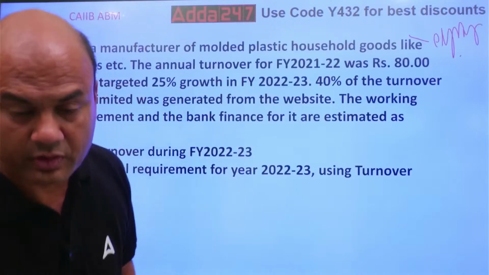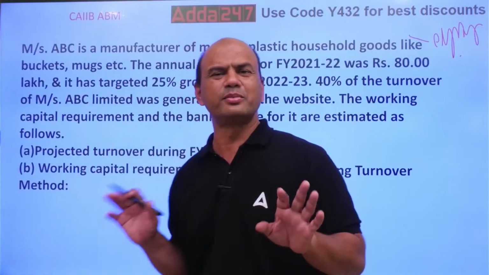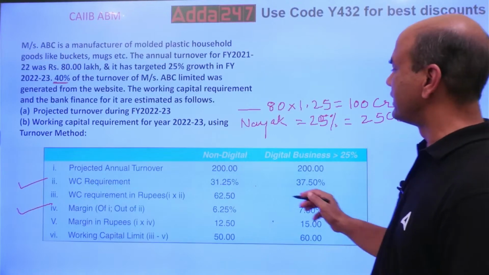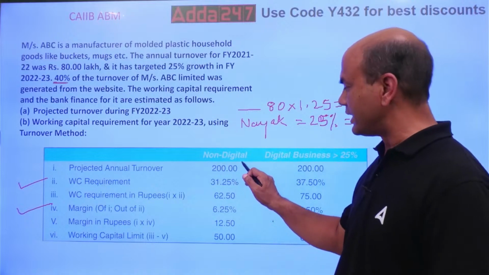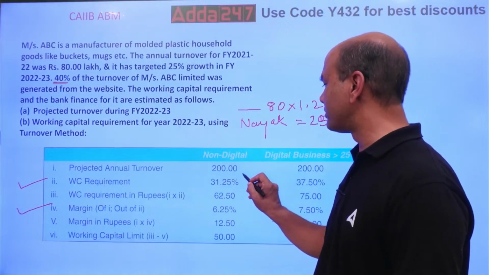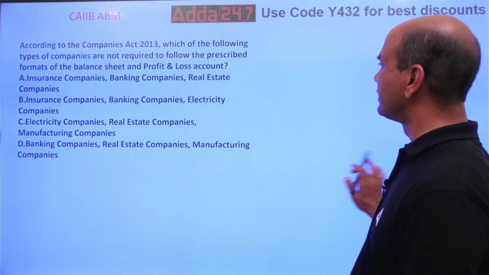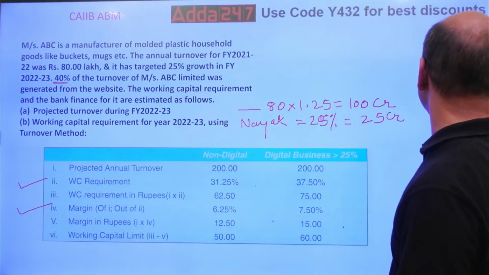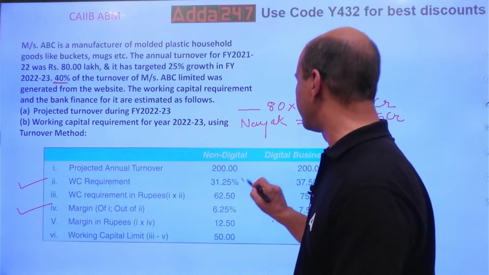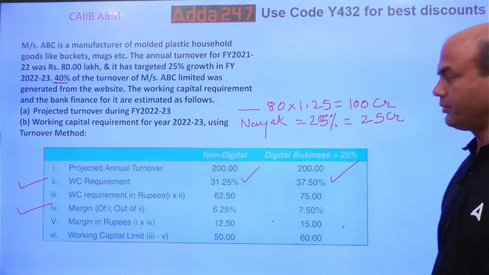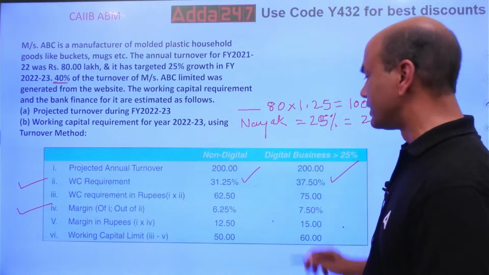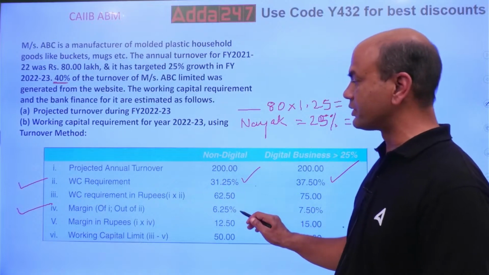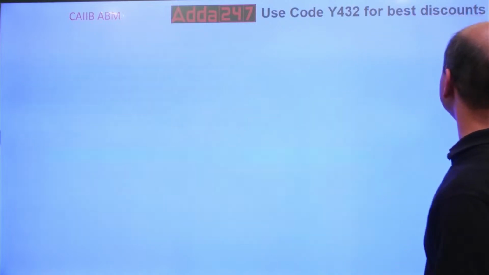What we'll do is we'll directly solve it for the projected turnover. Whatever is given in the books, let's solve that only. As in the books you can see, they have given it for projected turnover. Out of this, this percentage is important: 31.25 and 37.5. Based on this, we'll use the same logic, and this is 10% of the WC requirement. So now let's get back to our problem.